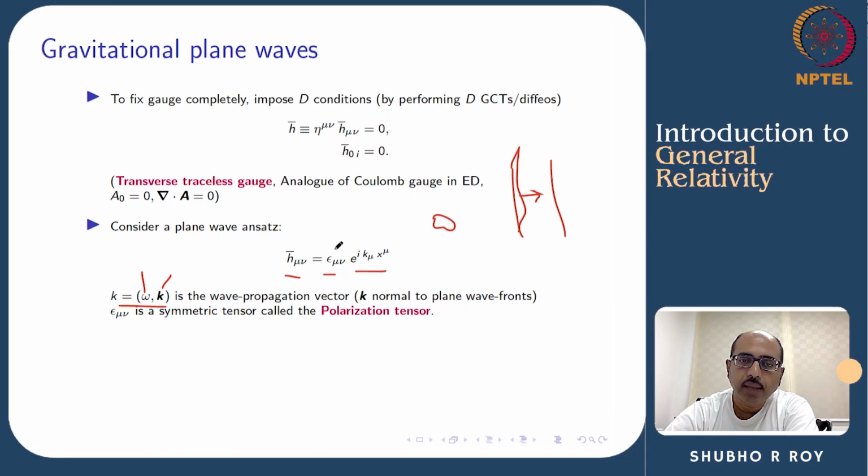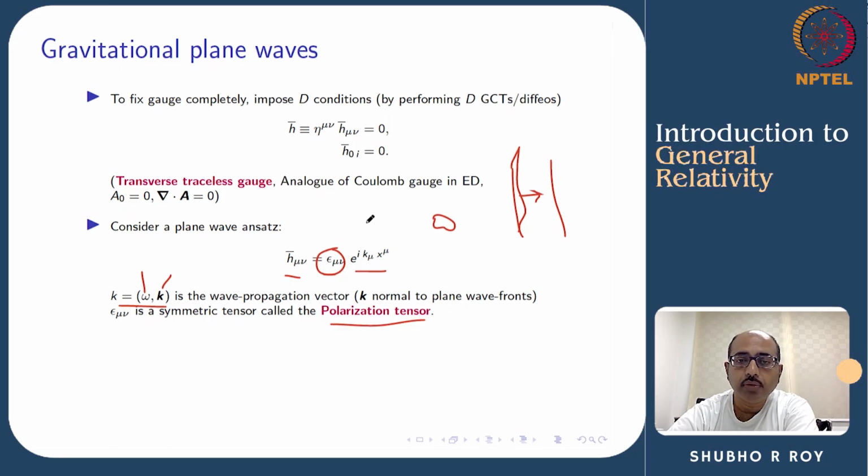And epsilon mu nu, this amplitude, is a symmetric tensor. That is because h bar mu nu itself is symmetric, so this side should also be symmetric. So it's a symmetric tensor, and it's referred to as the polarization tensor.